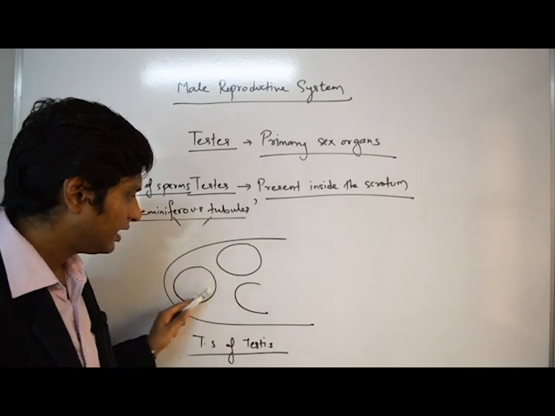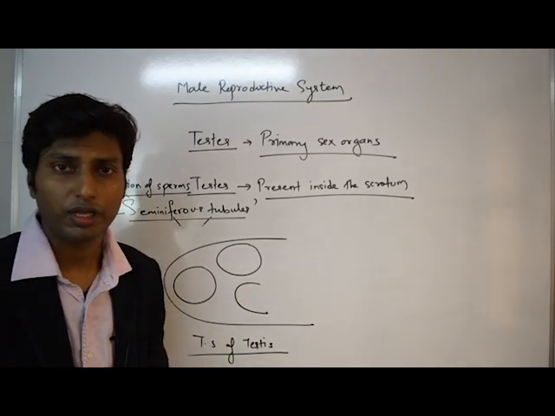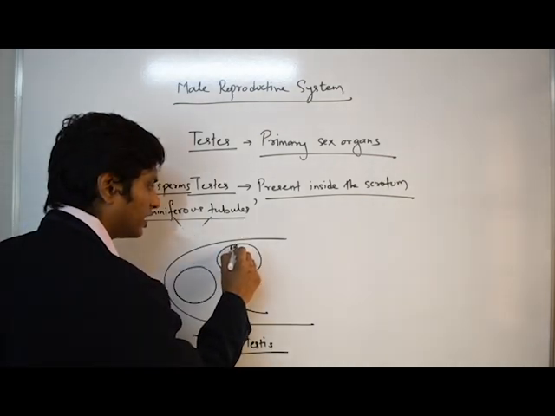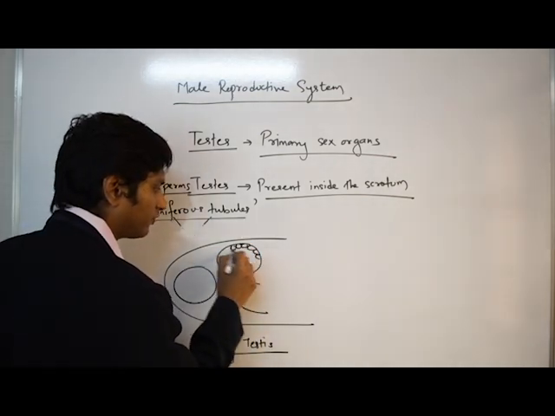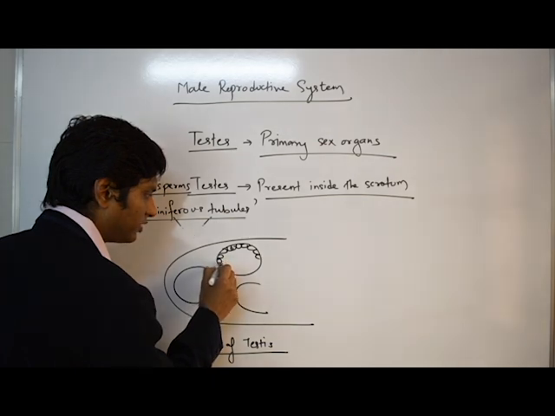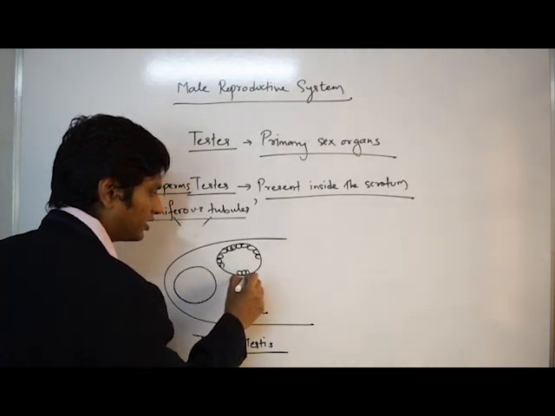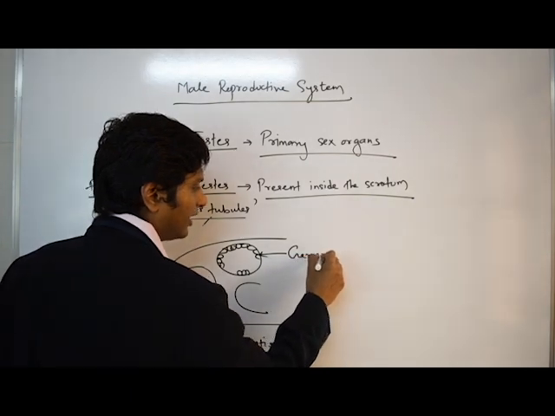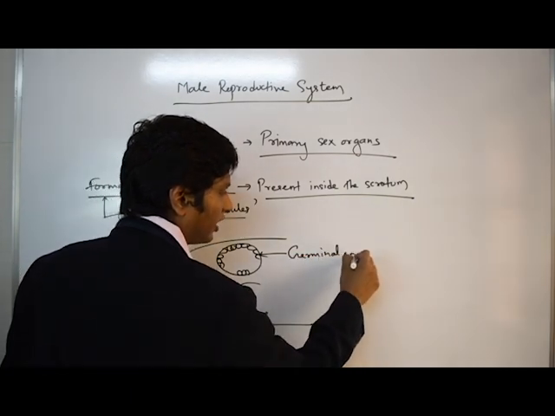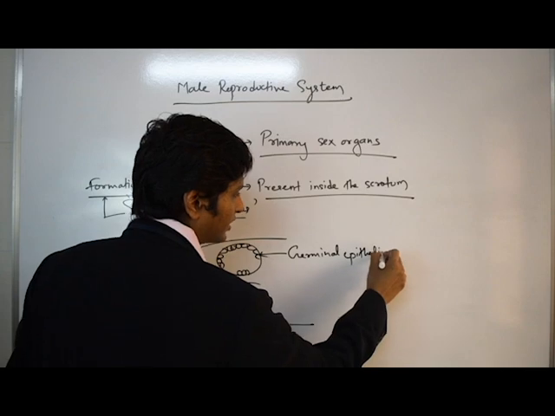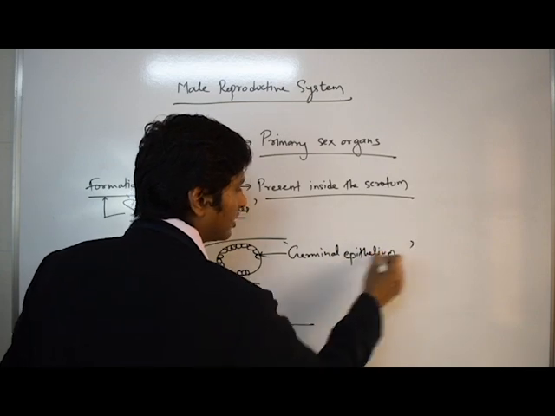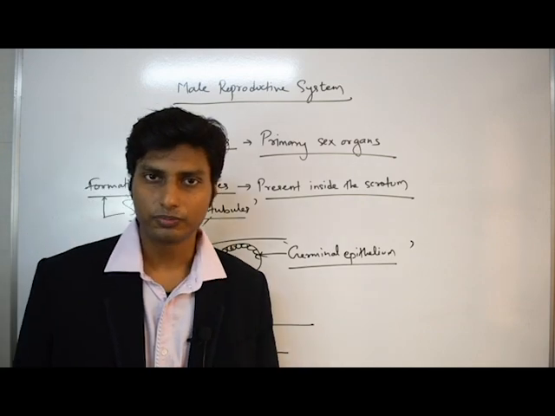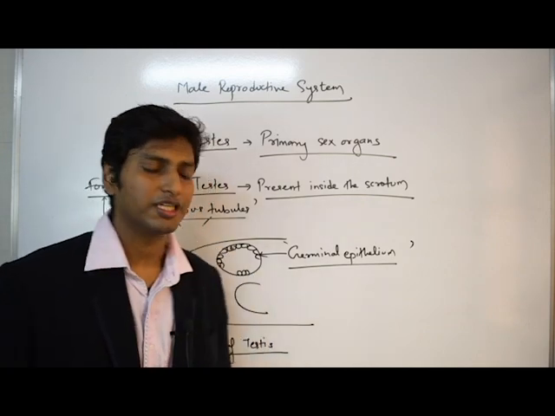So what is exactly present inside these seminiferous tubules? Understand this, students, very important: these seminiferous tubules are lined by some special kind of cells. What are these cells called? These are known as germinal epithelium, or sometimes these are also referred to as germ cells.